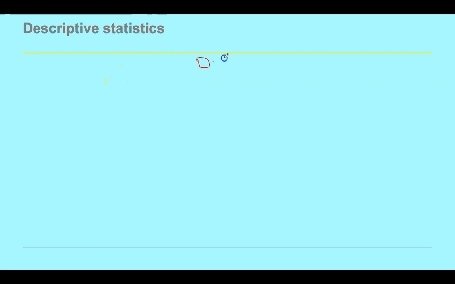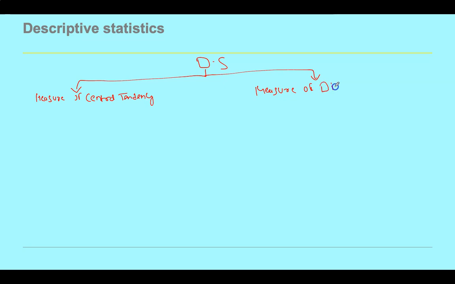So, descriptive statistics are further mainly divided in two ways we can understand on raw data. When you have raw data, descriptive statistics are further divided on the basis of two ways. The very first is based on measure of central tendency. And it is also further divided based on measure of dispersion.